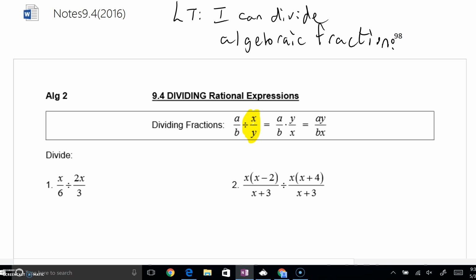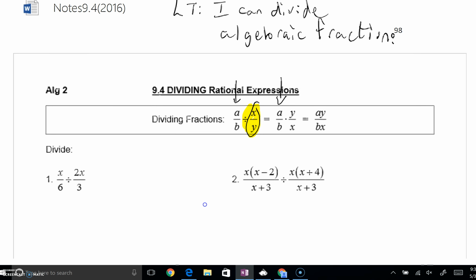When you divide by a fraction, what you do is you transform that division into multiplication. You flip the second fraction. Look at this box here. I've highlighted a over b divided by x over y. Keep the first fraction the same. That's a over b times, and then you flip that second fraction, you get y over x. Only flip the second fraction. And then you can work it out.